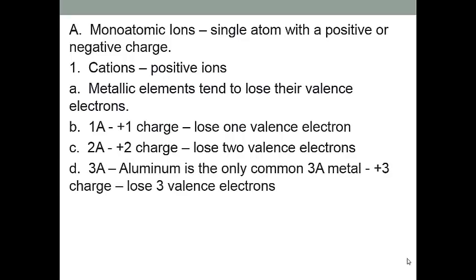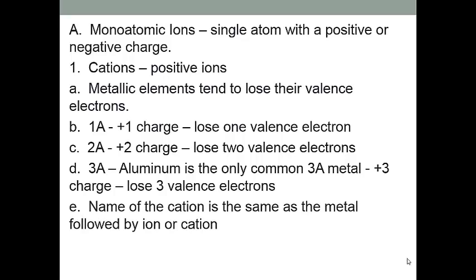And then we have our 3A family. And if you look at the 3A family, you have boron, aluminum, gallium. You have several metalloids and some metals. But aluminum is really the most common metal that is going to form a charge, so you won't see the other ones very often. So aluminum is really the only one that we'll concentrate on, and so that would be a +3 charge. So that means it loses 3 valence electrons.